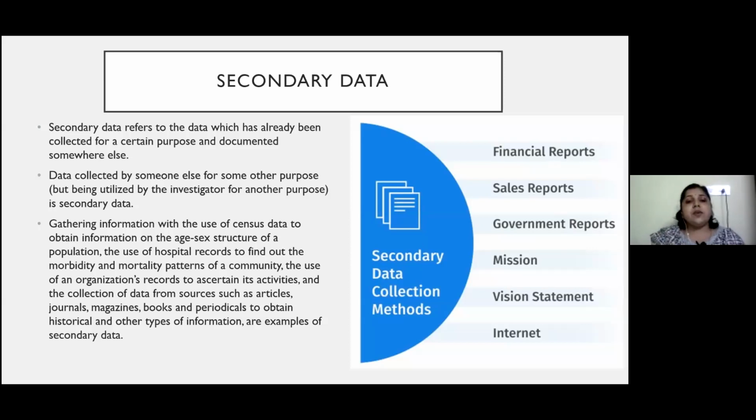Gathering information with the use of census data to obtain information on the age and sex structure of the population, hospital records, mortality and morbidity patterns, then articles, journals, magazines, all the data from these things becomes secondary data.